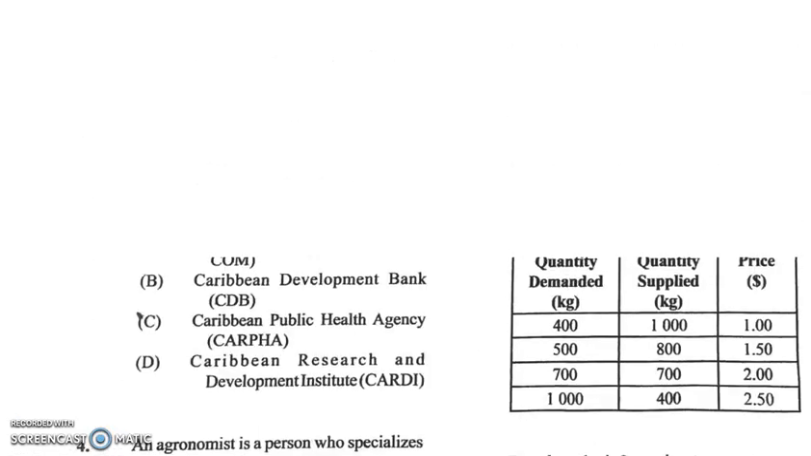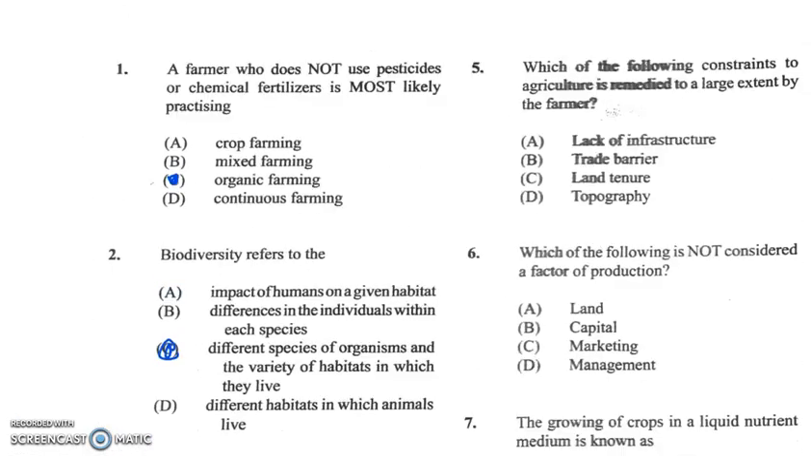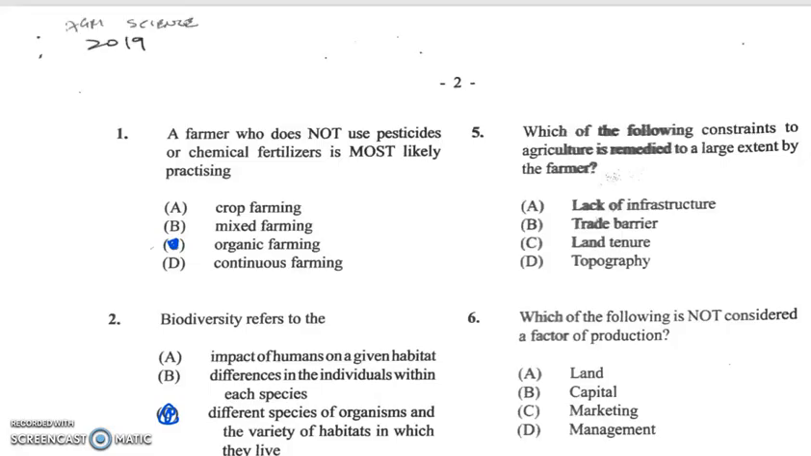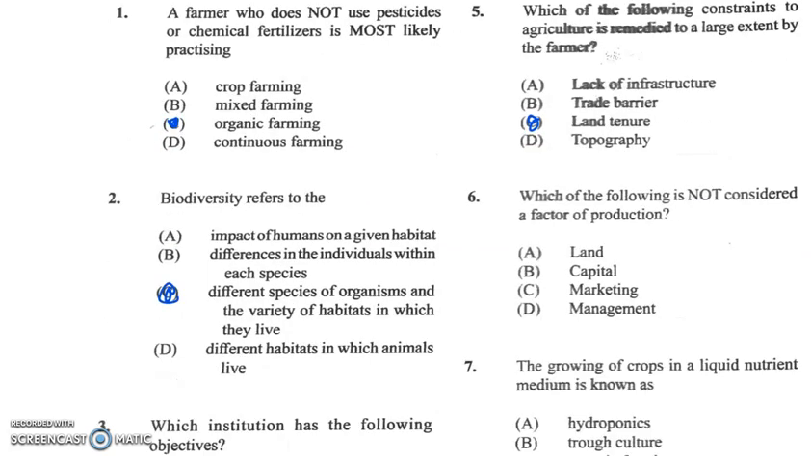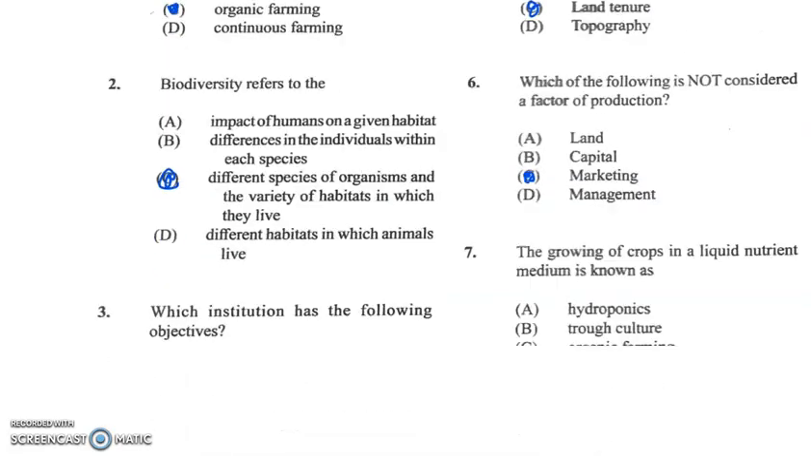Question 5. I hope you are getting them right. Which of the following constraints to agriculture is remedied to a large extent by the farmer? And the answer to question 5 is land tenure, C. Question 6. Which of the following is not considered a factor of production? And if your answer is C, marketing, you are correct. Marketing is not one of the factors of production.